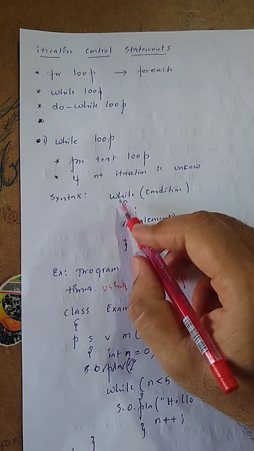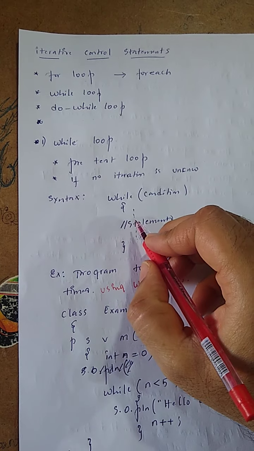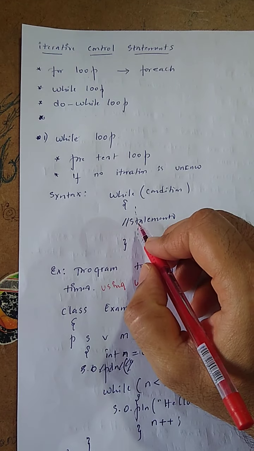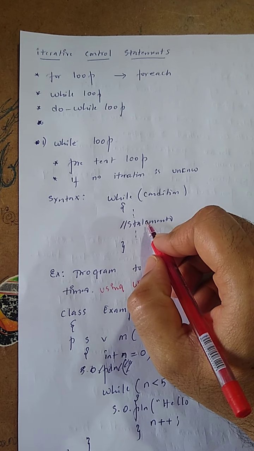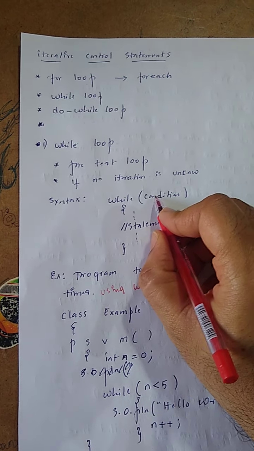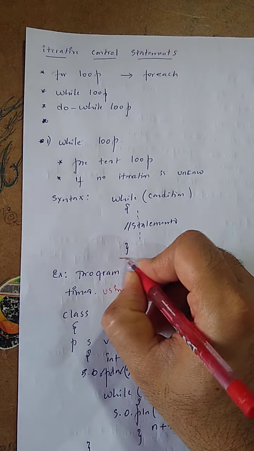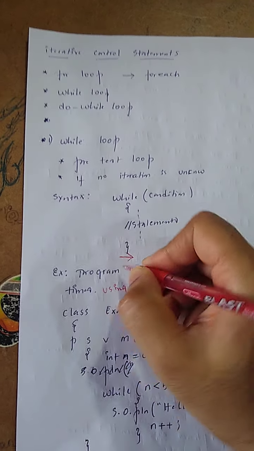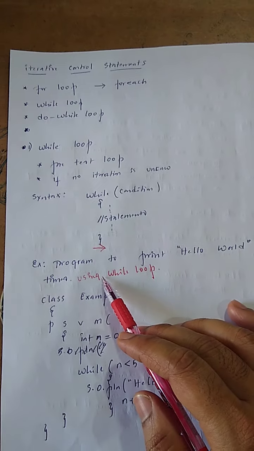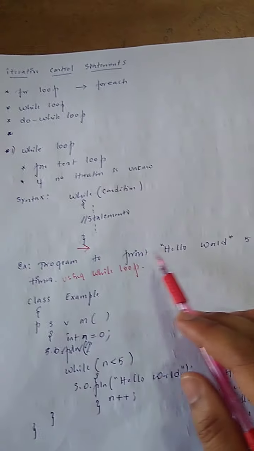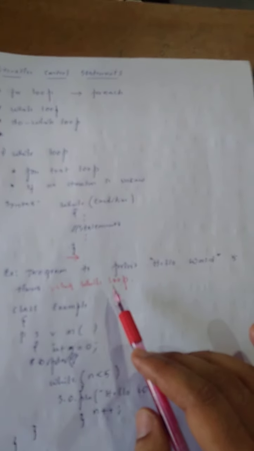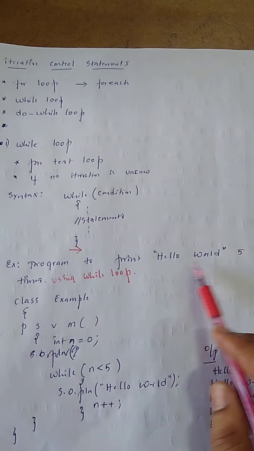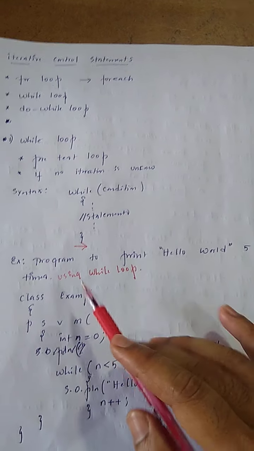While condition, then body. The body will have one or more statements. Whenever the condition is true, the statements will be executed. If the condition is false, it will continue with the next line after the closing bracket. I've taken a simple Java program to print hello world 5 times using a while loop.